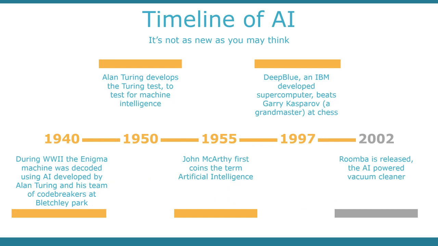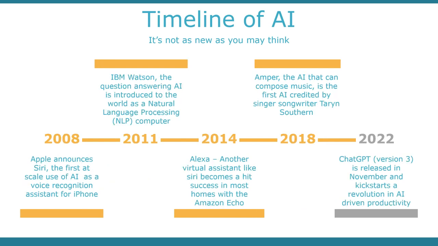In 2011, IBM Watson, the question answering AI, was introduced to the world. And this is the first time that we get introduced to the idea of a natural language processing computer. So this is where we stop necessarily entering code as prompts and rather start using our own human language in order to prompt the computers to do things like ask questions and get answers.